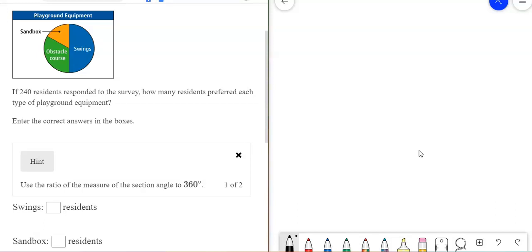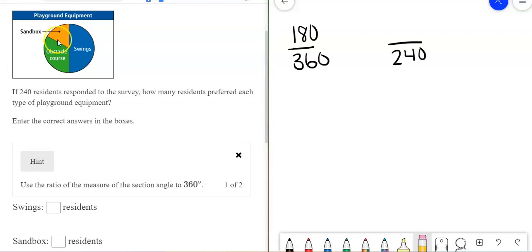And using your protractor, you will find that this is 180 degrees right here. So I have 180 degrees out of 360. And we need to change that into 240 because there are 240 residents. Okay, I know I can't change 360 to 240 in one step. So we're going to have to use something called scaling. So scaling is where you divide and then multiply. So you have to pick a number that can go into both 180 and 360. I'm going to do 3.